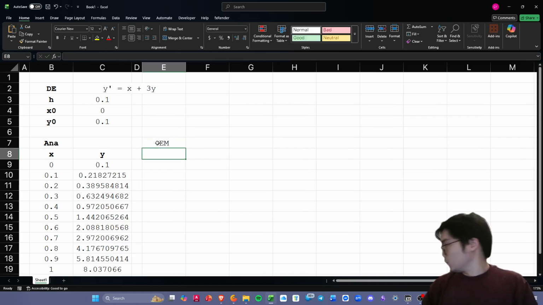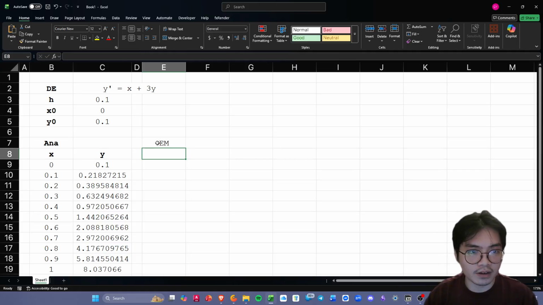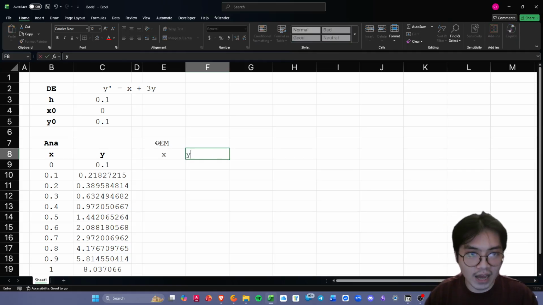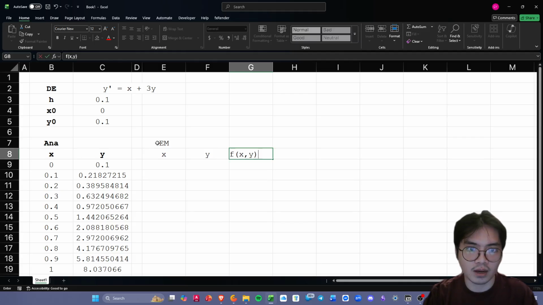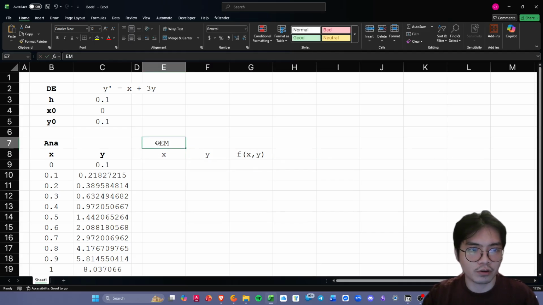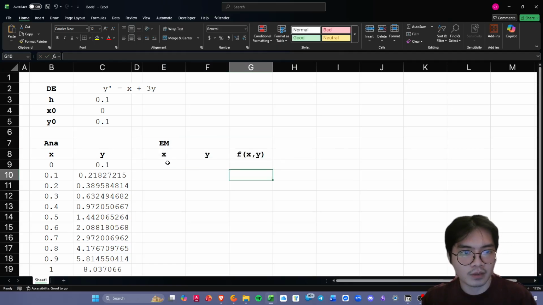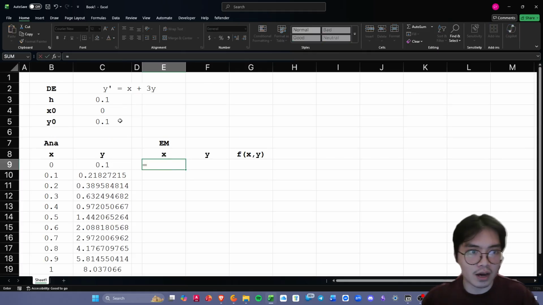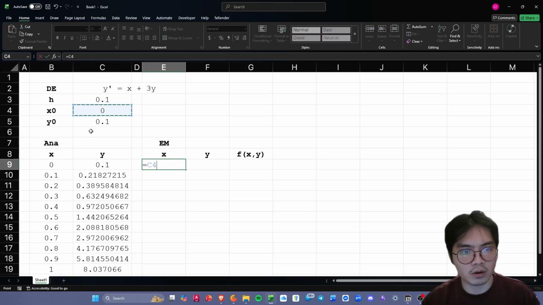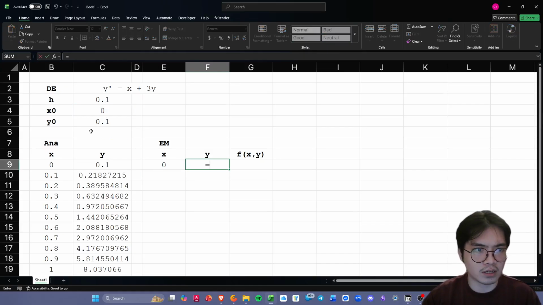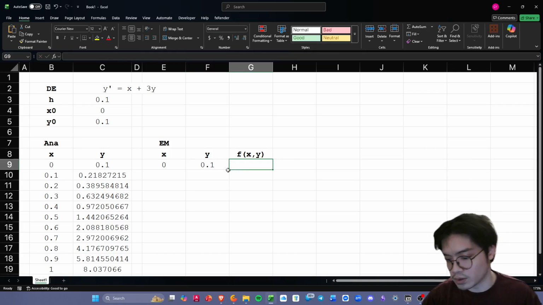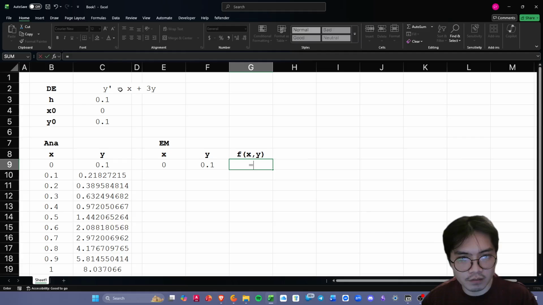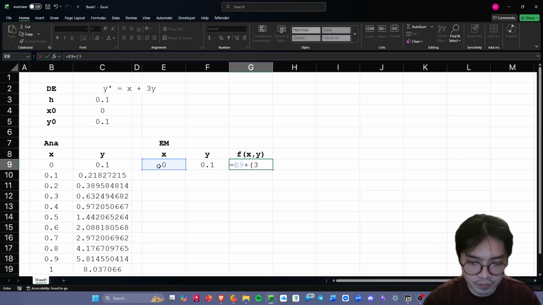What you will have in here is x and then y, and then maybe our f of x. Those are your values for the Euler's method. Then we will again start with our 0, and then our y value in here, which is going to be 0.1. Those are the things we know. And we will religiously follow this thing. We will have x, and then f is x plus 3 times y.